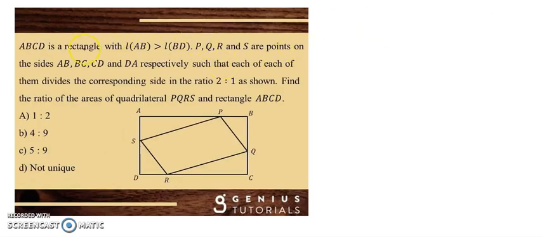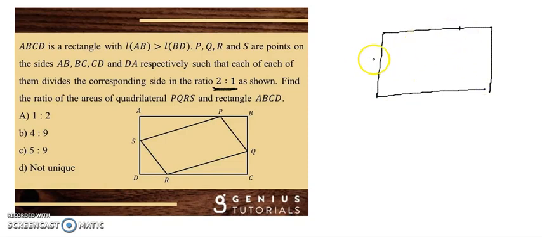Now in this question it is given that ABCD is a rectangle and P, Q, R, S are points on sides AB, BC, CD and DA. They are not midpoints, but they are dividing each side in the ratio 2:1. So one thing we can do here, you can suppose that one side is of 3m length and the other side is of 3n length.